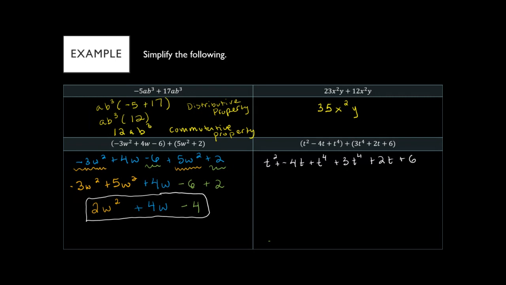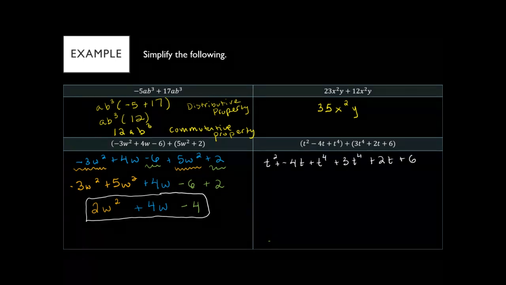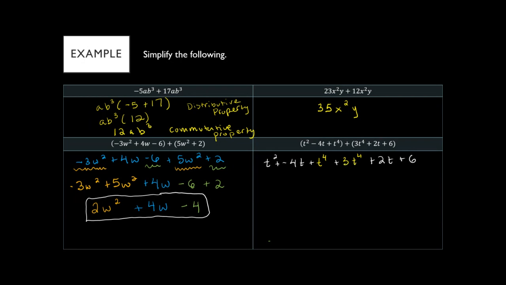Now, the order that we do our addition and everything really doesn't matter, but we try to start with the highest exponent first. So our highest exponent would be this t to the fourth and the 3t to the fourth. Those match. They both have an exponent of 4. They both have t. So that's sort of what we want to start with. So I'm just going to rearrange this. So I have t to the fourth plus 3t to the fourth.